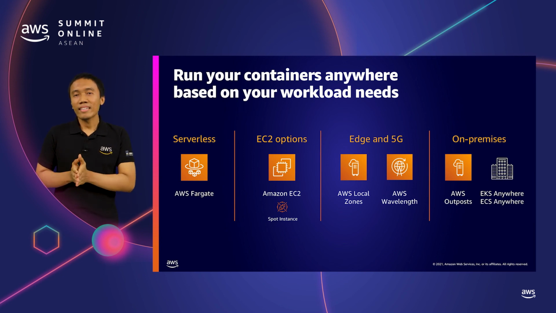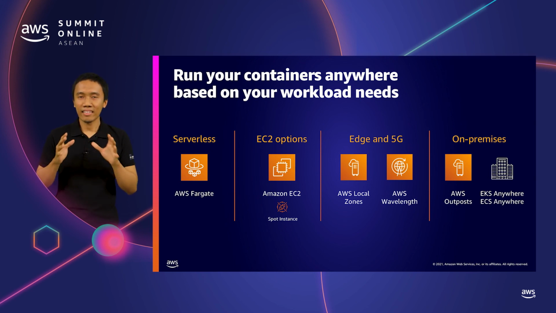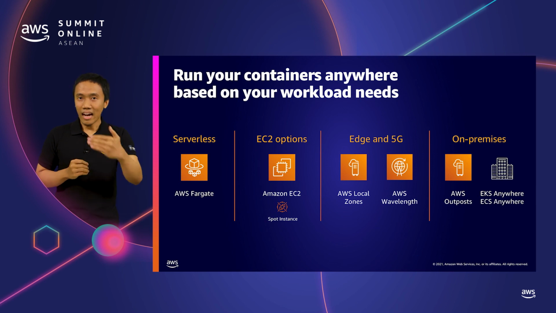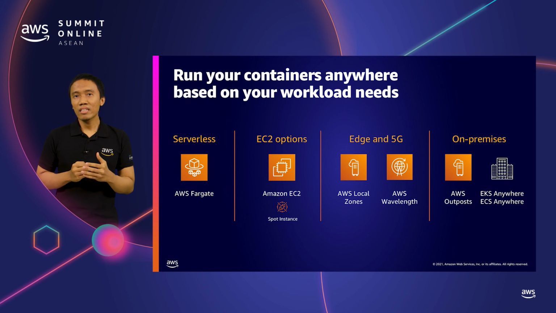AWS Local Zones is an extension of an AWS region, suited for customers who need the ability to place resources in multiple locations closer to the end users. AWS Wavelength is an ultra-low latency mobile edge computing suited for 5G applications, interactive and immersive experiences, and connected vehicles. And coming soon, you can run EKS on your own managed infrastructure with EKS Anywhere and EKS Distro.